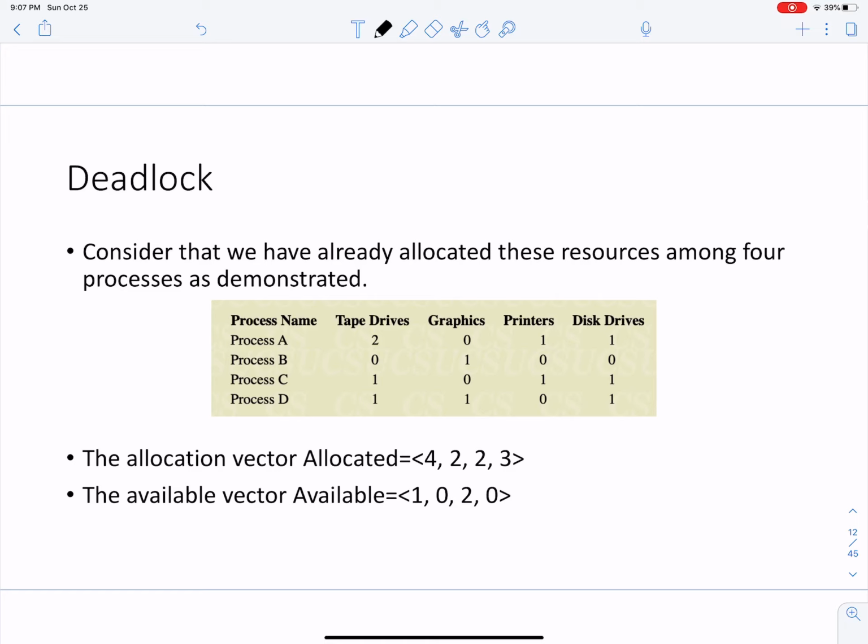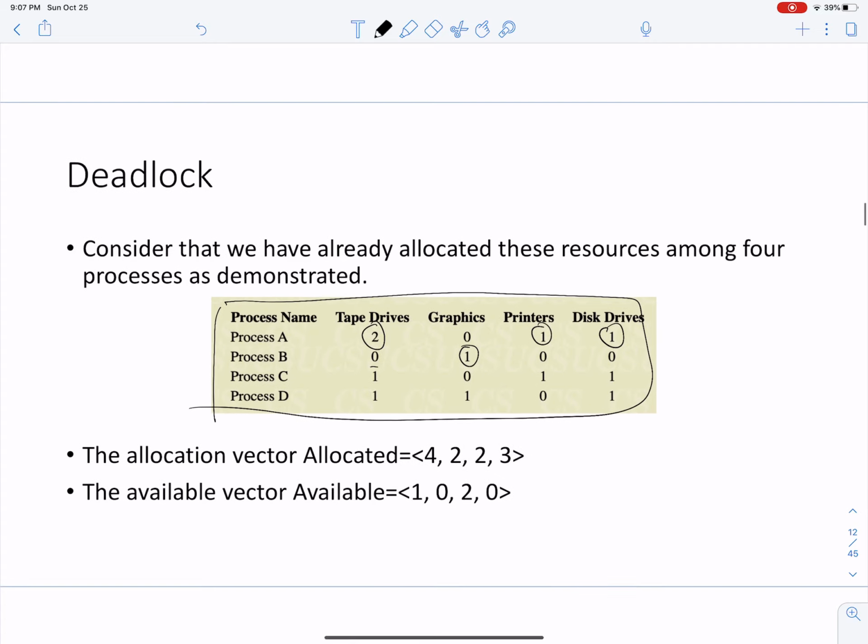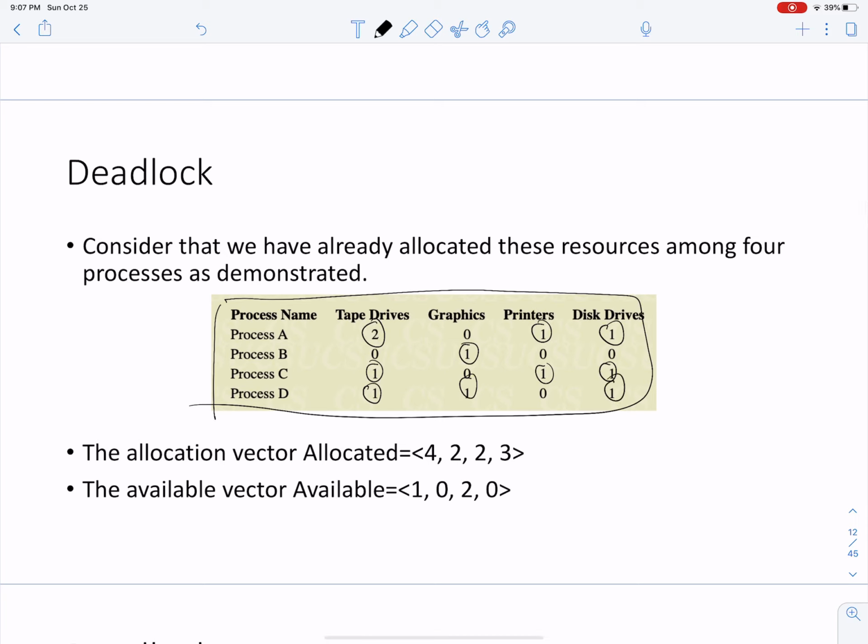And then next, let's consider that we have already allocated these resources among 4 processes as demonstrated. So here we got 4 processes that are ready to run. Process A takes 2 tape drives, 1 printer, and 1 disk drive. Process B grabs 1 graphic card. Process C grabs 1 tape drive, 1 printer, and 1 disk drive. Process D grabs 1 tape drive, 1 graphic card, and 1 disk drive.